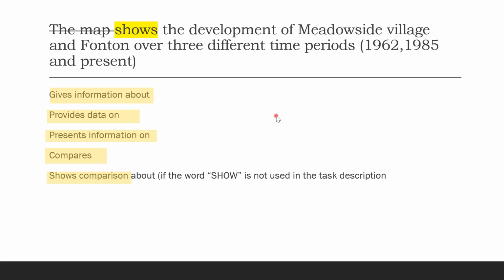You just have to remember the words. If I see shows, I will not be using shows anymore. Then I will use gives information, provides data, presents information, or compares. Or if I use presents, I will use illustrates. Or if I use illustration, I will use presents. It's not difficult. You have to remember, okay? It's a default. We don't change them. We just think, what will I use today? That's it. So it's not a difficult task.